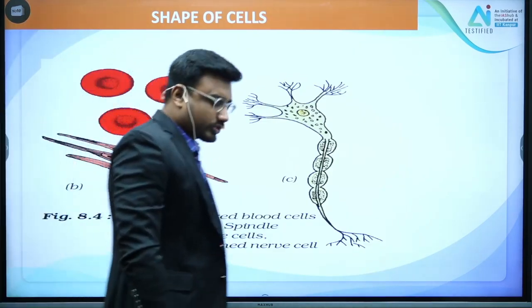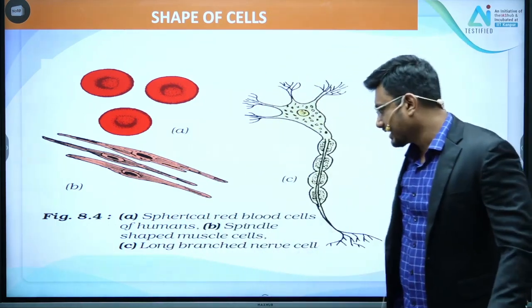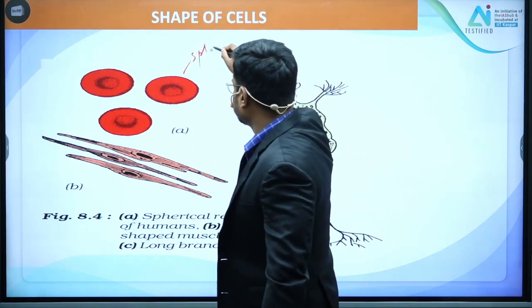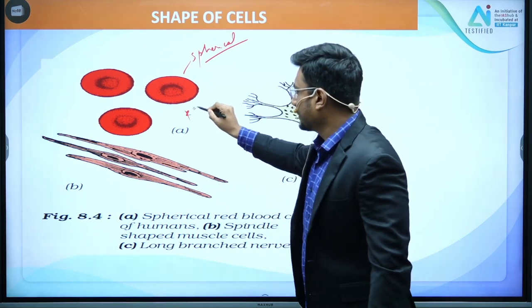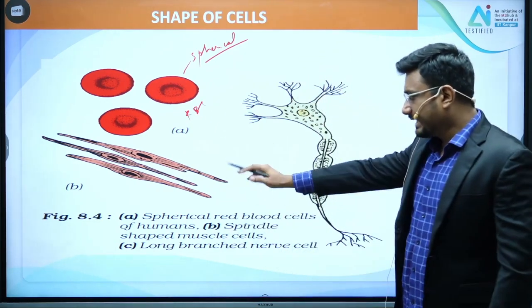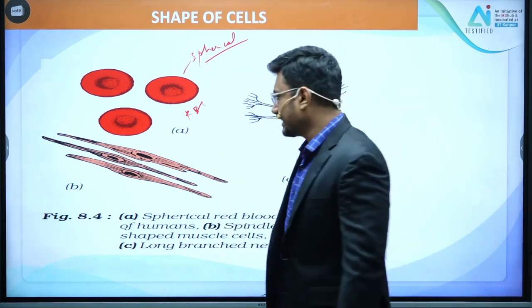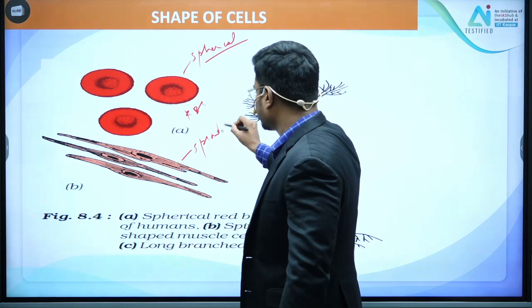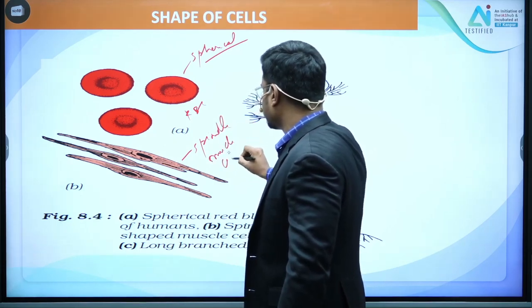Now let's go through the different shapes of the cells. Here we have the spherical red blood cells of human beings. The red blood cells are an example of spherical cells. In image B, we have the spindle shaped cells of the muscle cells. So image B is spindle shaped and is an example of muscle cells.